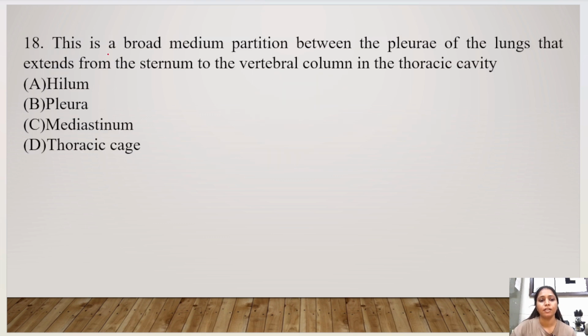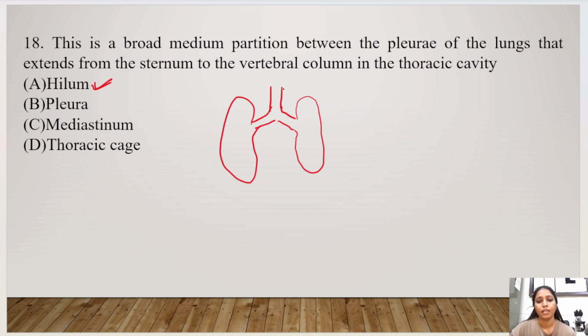In this next question, it asks about a broad median partition between the pleurae of the lungs that extends from the sternum to the vertebral column in the thoracic cavity. So what is this structure? If we talk about hilum, we can first draw the structure of lungs, so we can easily understand. This is the rough structure of the lungs, and here this part where bronchi and nerves and all things enter into the lungs is the hilum.